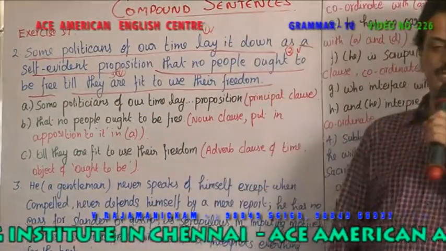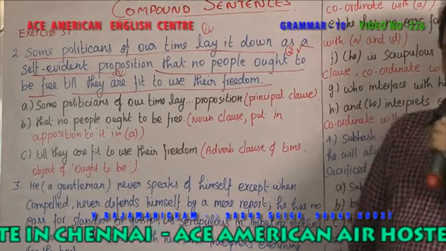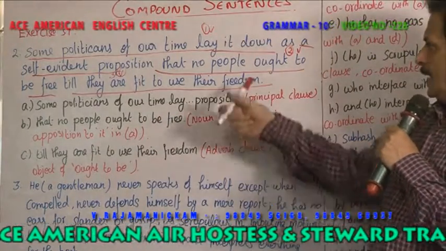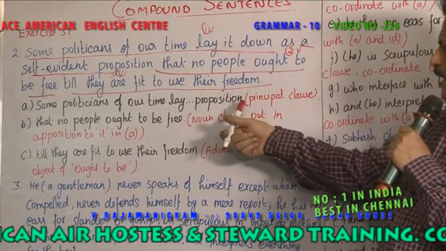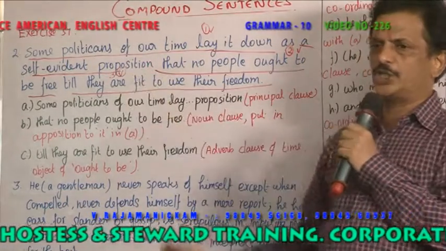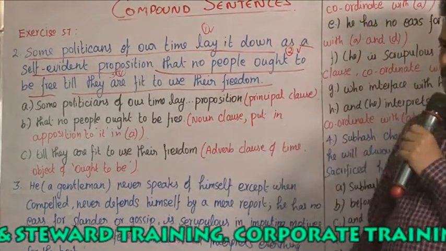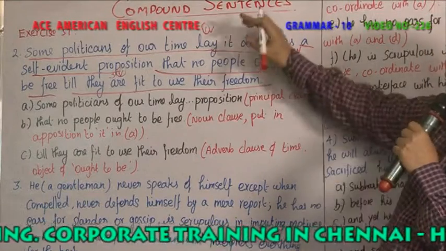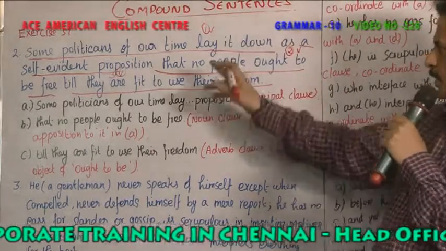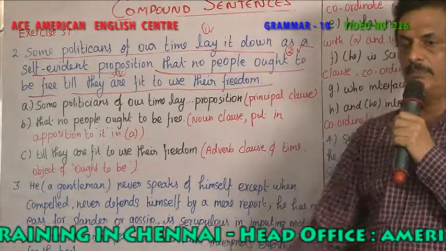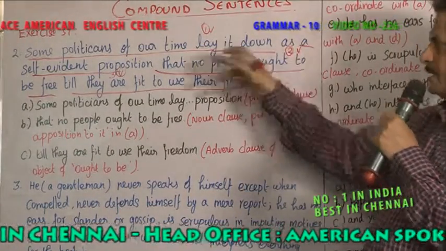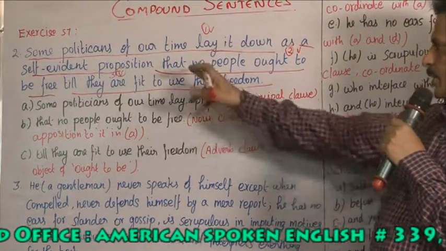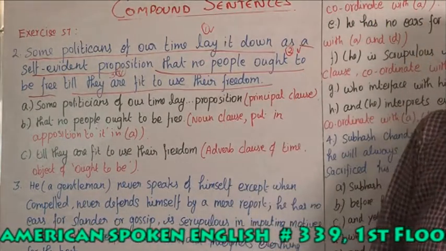Now you have to find out which is the main sentence. Some politicians of our time laid down as a self-evident proposition. This entire sentence becomes the main sentence because it doesn't depend upon any sentence. All the sentences depend upon this main sentence. So some politicians of our time make it a rule or lay it down as a self-evident proposition, a very clear idea or concept. So this is the main sentence.